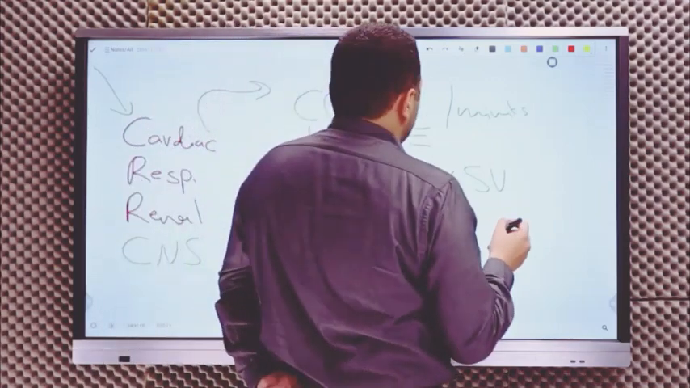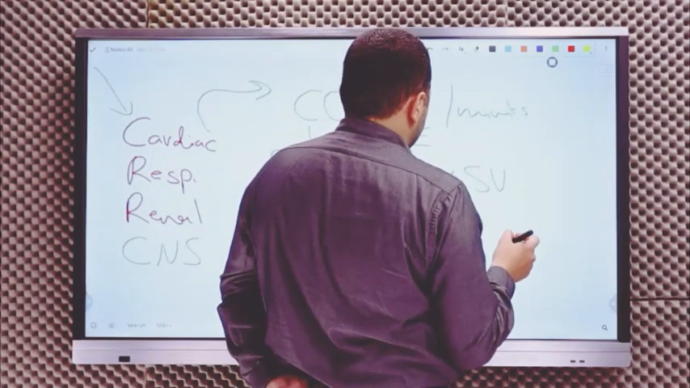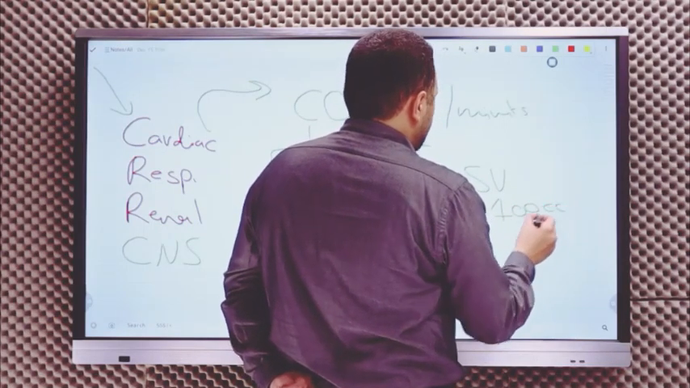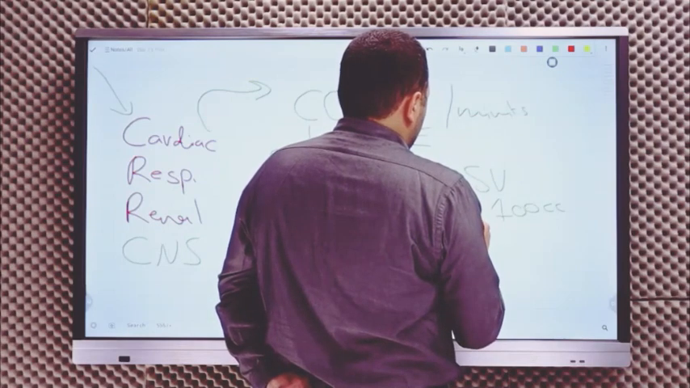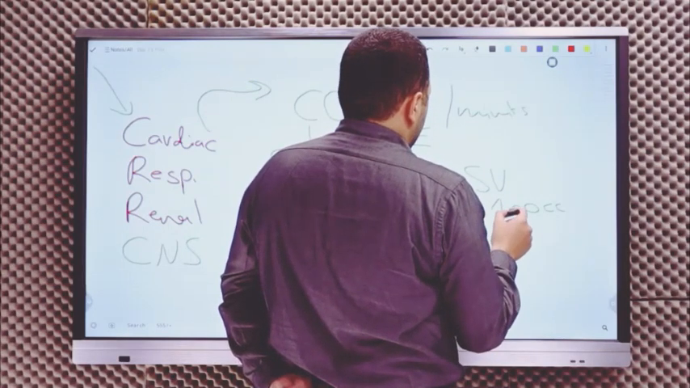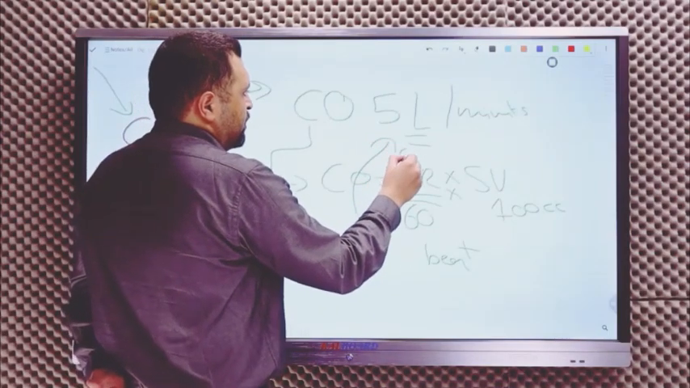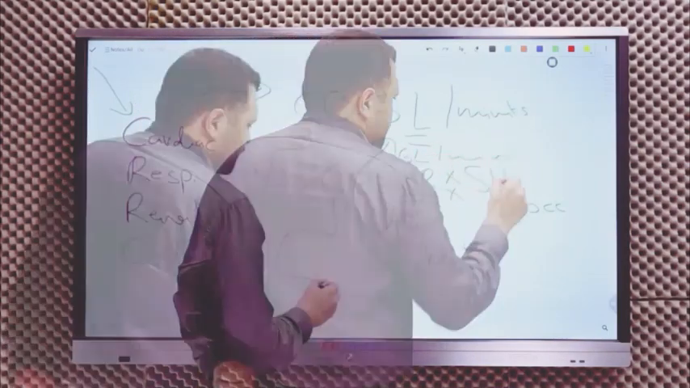Okay, let's say 100 cc. So if you multiply 60 by 100 cc's, you will have this number, or around 6 liters per minute.